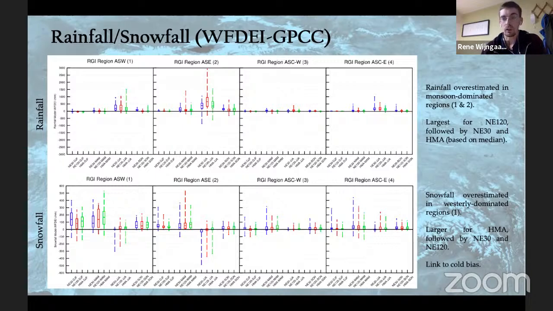The snowfall is mainly overestimated in the westerly dominated regions, where the bulk of the precipitation occurs during wintertime. And they are mainly larger for the high mountain Asia grid, followed by the 1 degree and 1/4 degree grid, and probably linked to the cold bias that is there.